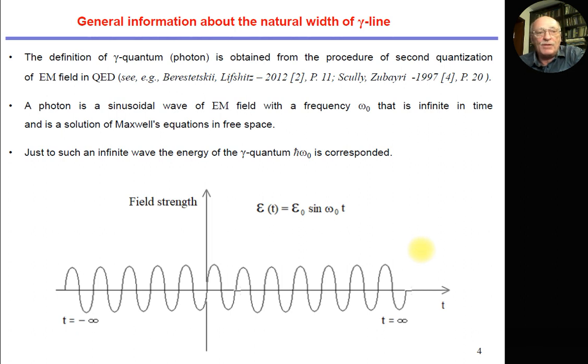I start with a reminder that today the definition of gamma quantum, photon, is obtained from the procedure of second quantization of electromagnetic field in quantum electrodynamics. A photon is a sinusoidal wave of electromagnetic field with a frequency omega 0 that is infinite in time and is a solution of Maxwell's equations in free space. Just to such an infinite wave, the energy of the gamma quantum, h omega 0, is corresponding.